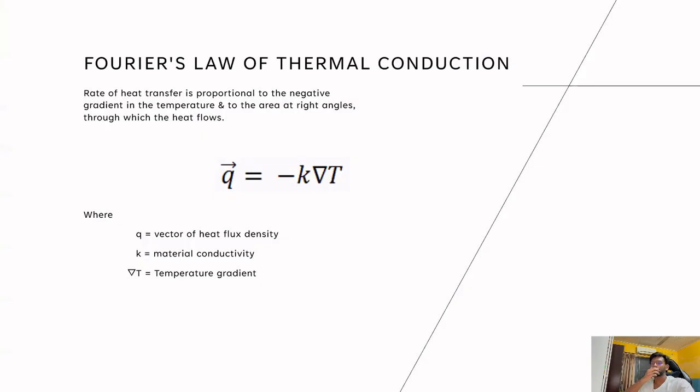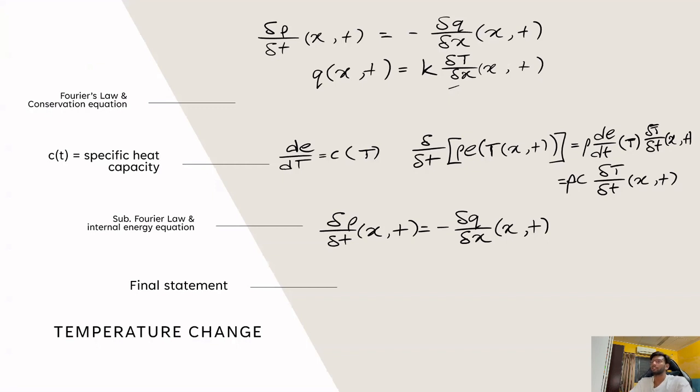Now, in material science, I want to introduce to you Fourier's law of thermal conduction. Fourier's law states that the rate of heat transfer is proportional to the negative gradient in the temperature. Now, if we introduce ODEs to this law, you can see here that Q, being the heat flux, is equal to negative k, thermal conductivity, times partial temperature over partial x.